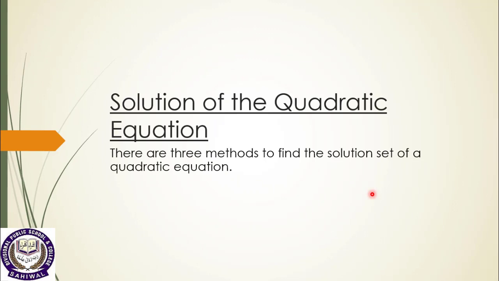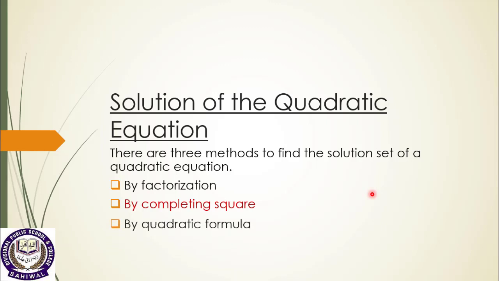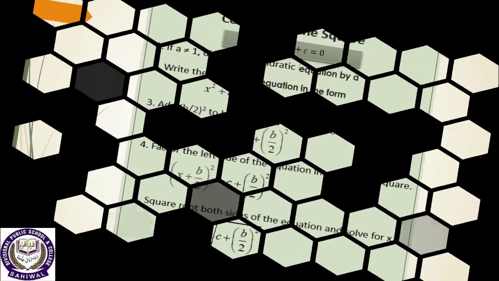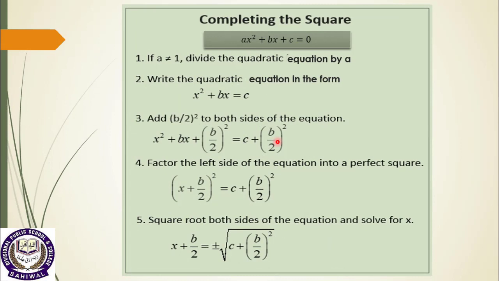There are three methods to find the solution set of a quadratic equation. The factorization method is the first method, which we have already discussed in the previous lecture. Then, completing the square, which we are going to study today, and the quadratic formula, which will be discussed in the next lecture. The completing square method proceeds in 5 steps.